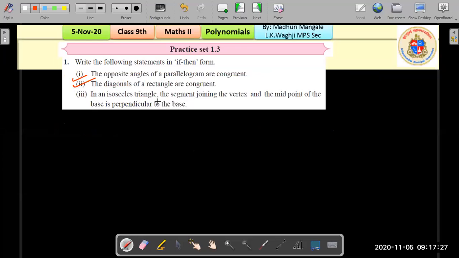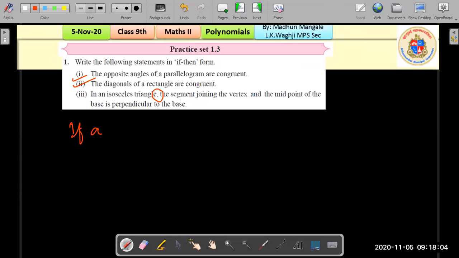In an isosceles triangle, the segment joining the vertex and the midpoint of the base is perpendicular to the base. Now, what does this mean here? Suppose a triangle is an isosceles triangle, then what would happen? See, a comma is used here. So this is the easiest question actually. A comma means the first part will be if and the complete second part will be then. Yes, it has a comma over here, so we insert if very easily.